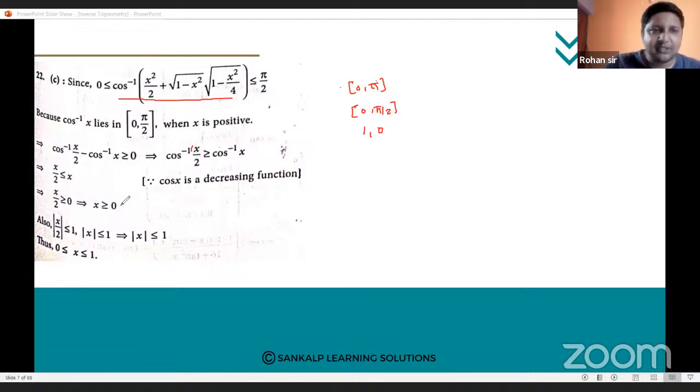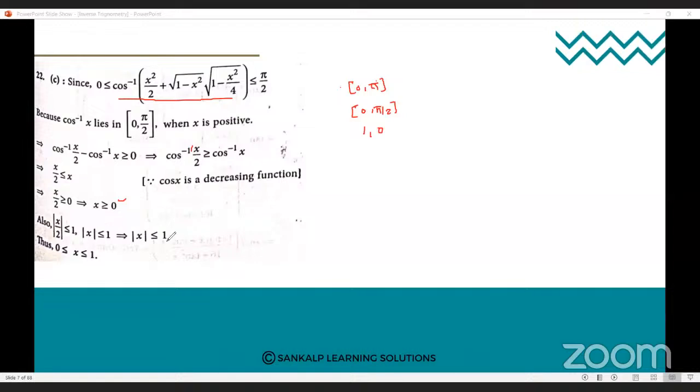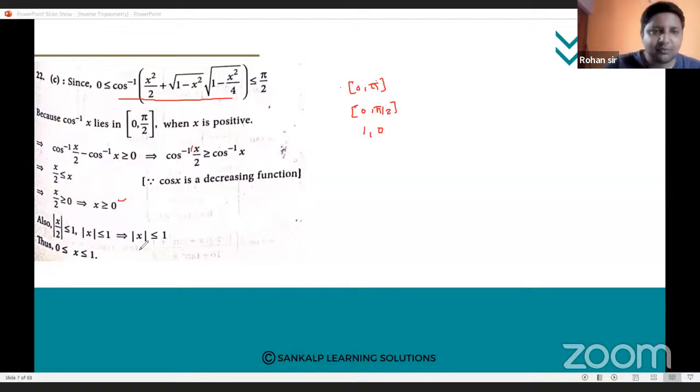It implies x is also greater than or equal to 0. So mod of x by 2 is less than or equal to 1, or x is less than or equal to 1, which implies x is less than or equal to 1. So mod x is less than or equal to 1.